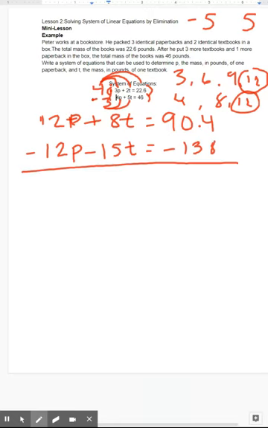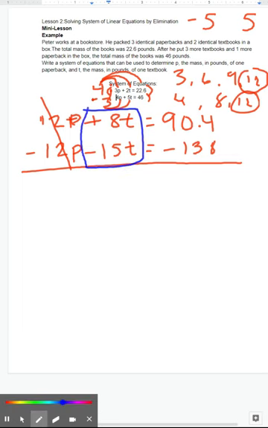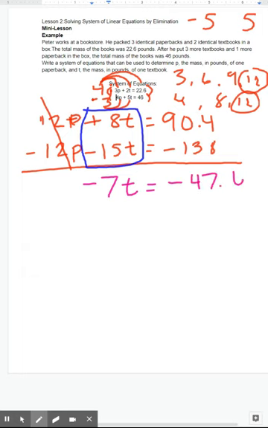Now, here, I got what I wanted. Opposites. 12p and -12p are opposites. That gets canceled out. Now I need to combine my like terms. 8 minus 15 will give me -7t, which is equal to 90.4 minus 138. And that gives me -47.6.